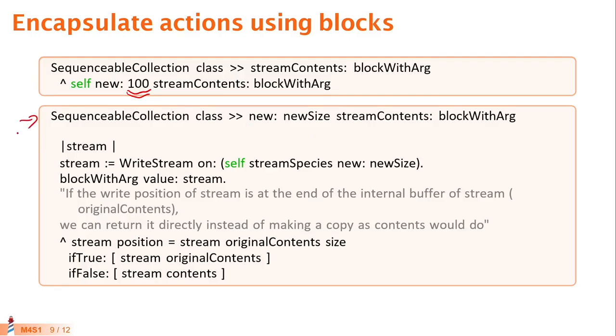So first, we are creating the string. And now the important thing is that I got a block as argument, and I can execute this block here by passing the newly created stream. So I can create the stream, I give it to the block, and the block is defined by the client. And then at the end, there is a little optimization. If the stream position is the same as the original contents size, so if I inserted 100 characters, for example, in the stream, I do not need to copy the contents, the buffer of the stream. I have exactly the buffer that has the right size, so I can directly send it. This is a little optimization.